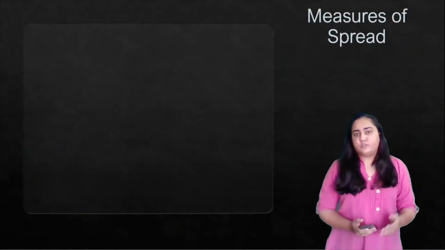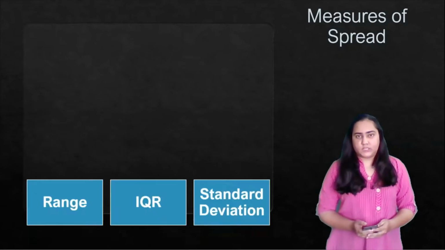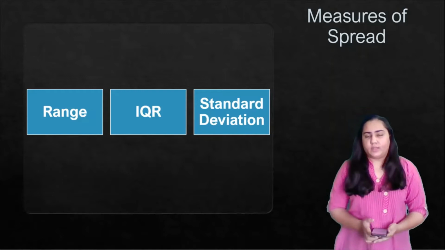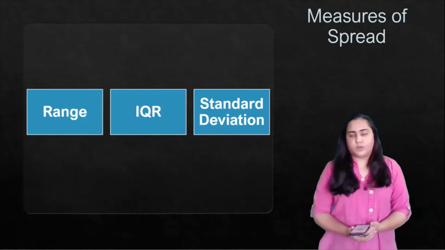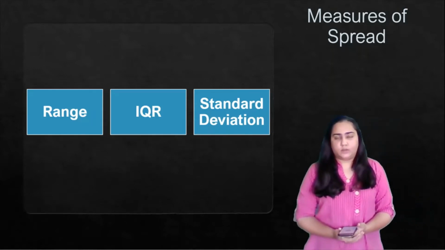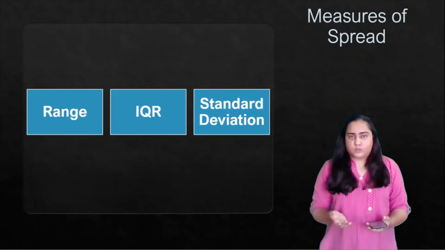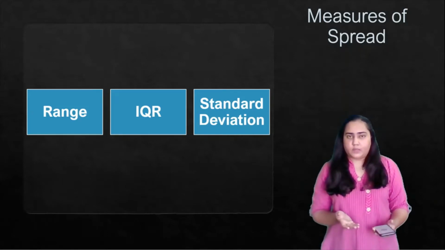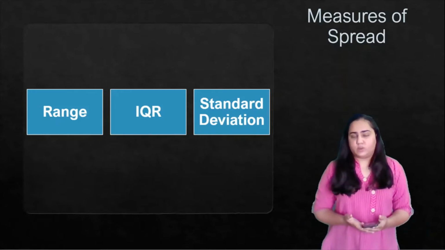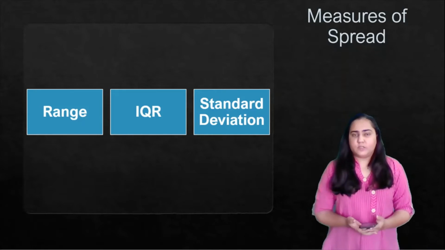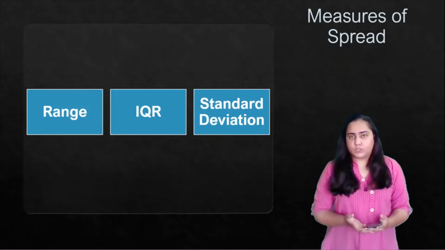The three different measures of spread in statistics are range, IQR, and standard deviation. IQR stands for interquartile range, and we're going to go through two of these measures in this video, and in the next video I'll be talking about standard deviation. So let's first start with range.